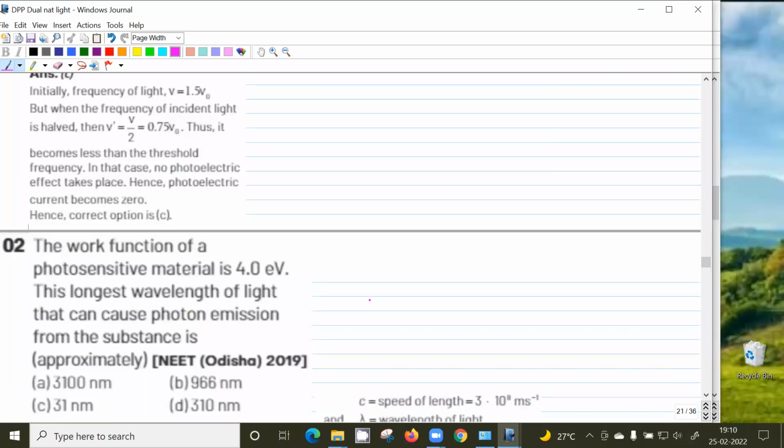Here's the 2019 question. The work function of a photosensitive material is 4 eV. The longest wavelength of light that can cause photoemission is approximately... You can always start with the photoelectric equation.